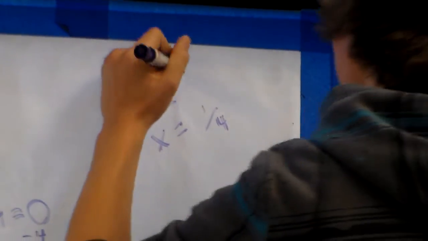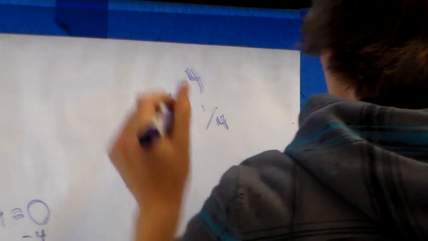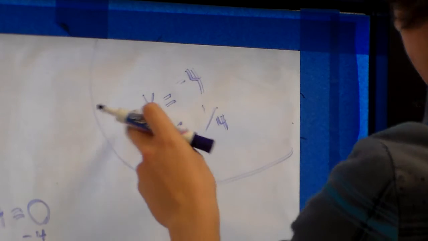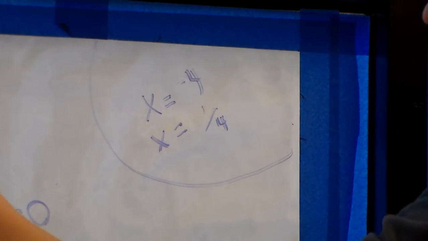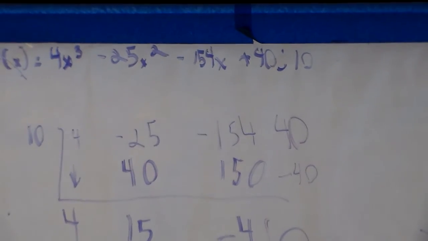So then you're going to find that your final answer is that the other two roots you had to find are going to be x equals negative 4 and x equals 1/4, and the original root, which was 10. And that's how you would solve this problem.